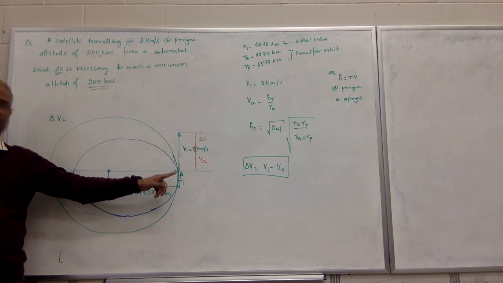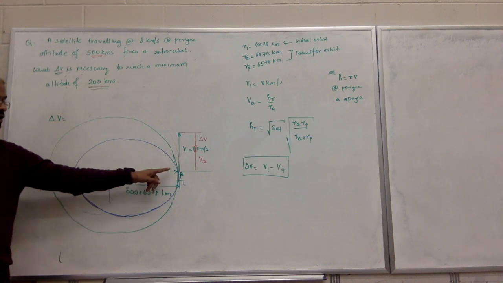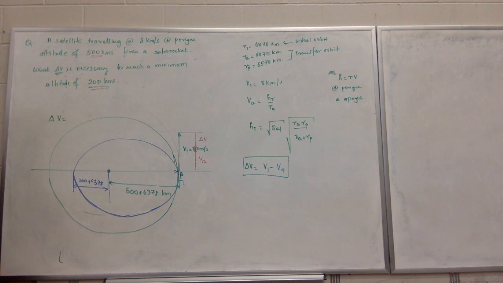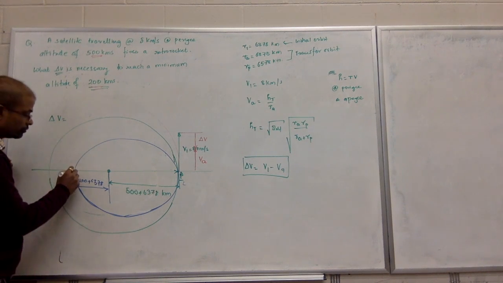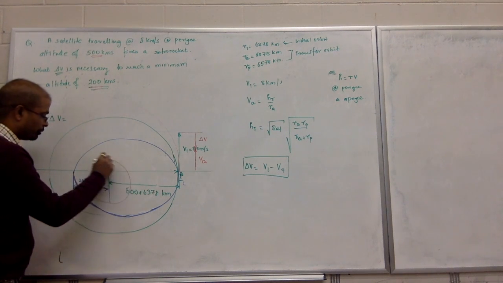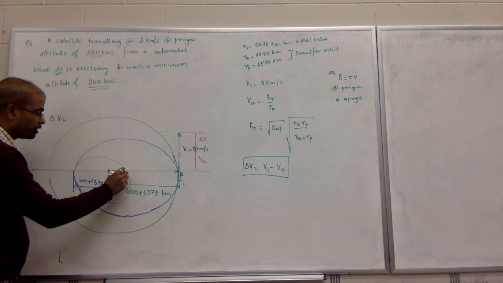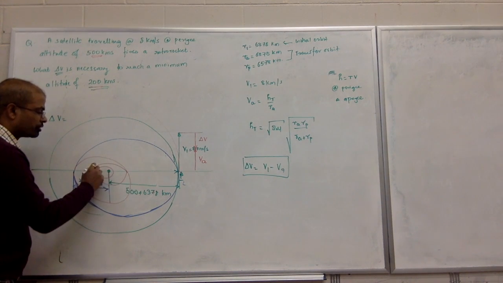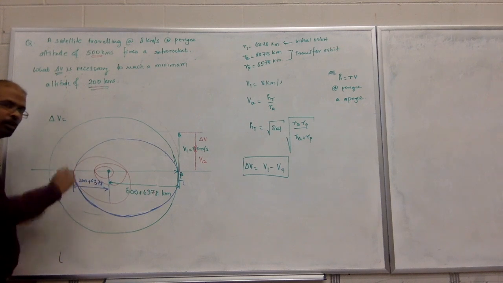So how do you spiral in? You decrease velocity here, you get to this point. You decrease velocity here, it will become this. You decrease velocity here, you become this. You decrease velocity here, you become this. That is how you do it.